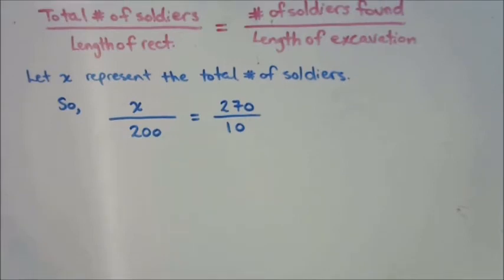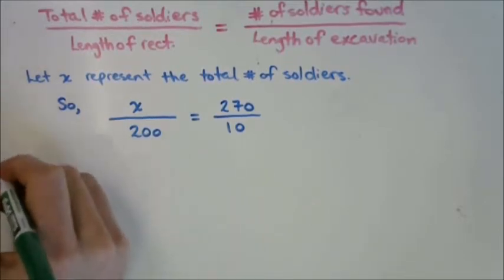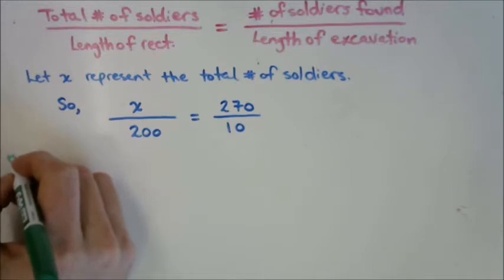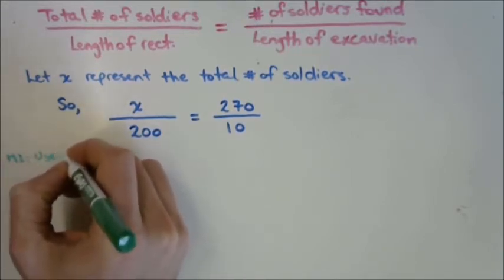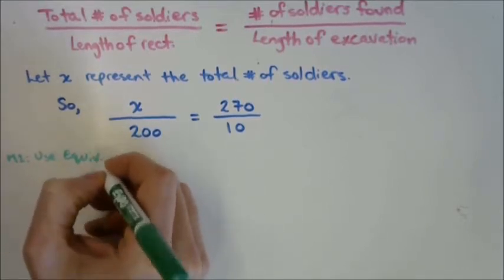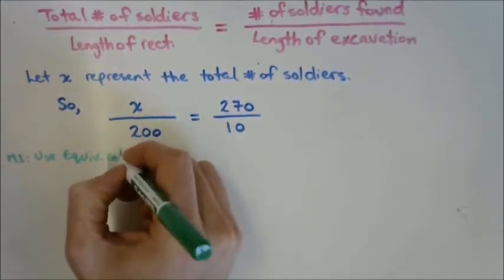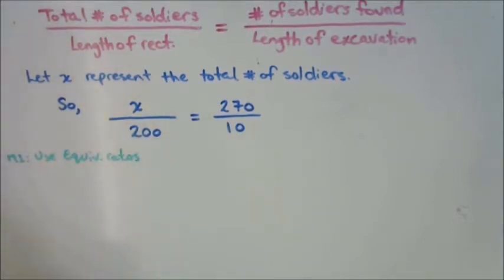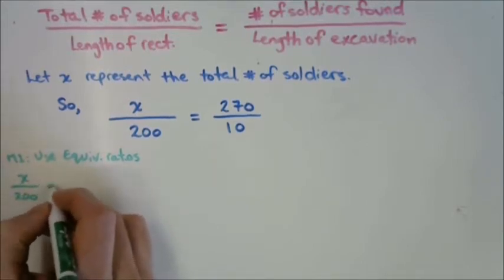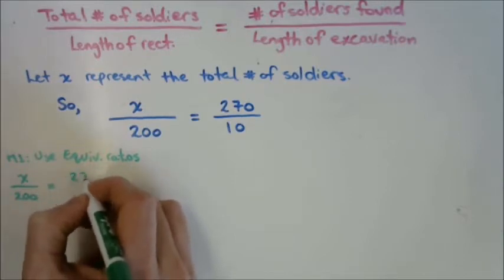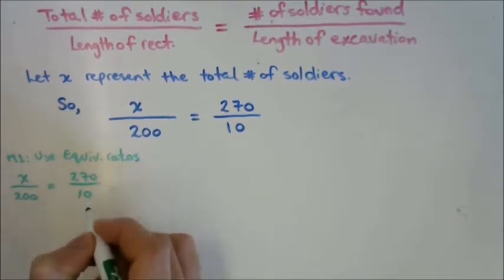Your notebook page there is already divided into 3 sections. We are going to use each of those for a different method. So over in the left box, you can write M1, which is going to be use equivalent ratios. So if we just take our sentence down here, we've got x over 200 equals 270 over 10.